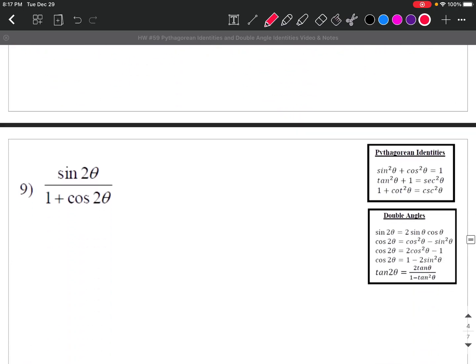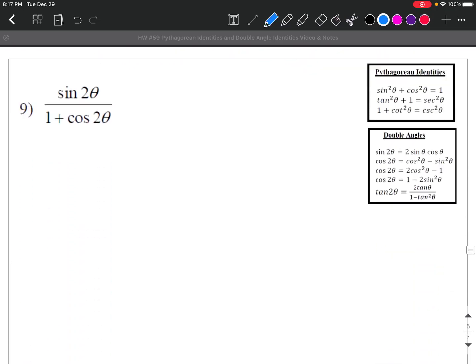Let's try another. So here we have the sine of 2 theta over 1 plus the cosine of 2 theta. Notice I have sines and cosines, and both of them are double angles. So the top, there's only one identity for the sine of 2 theta. The sine of 2 theta is 2 sine theta times cosine theta. Now we have options for what to do here with the denominator. I can't just cross out the cosine 2 thetas, even if that 1 plus wasn't there, because cosine theta is different than cosine 2 theta and they don't cancel.